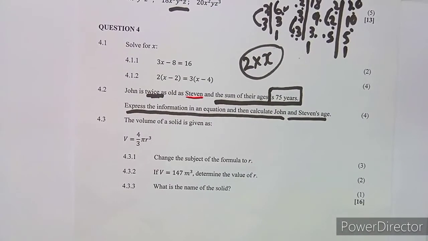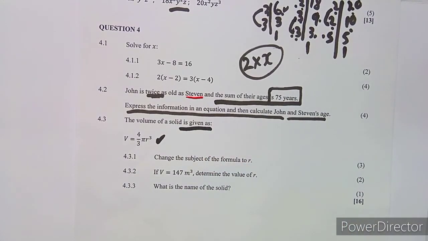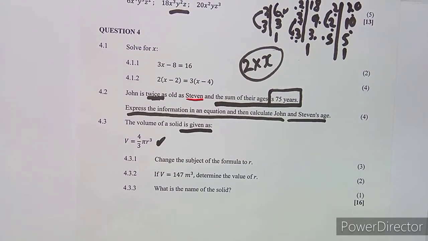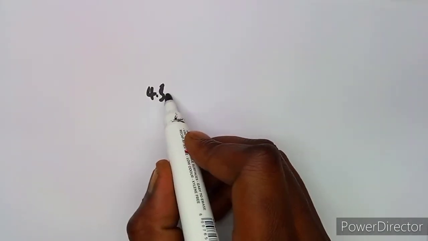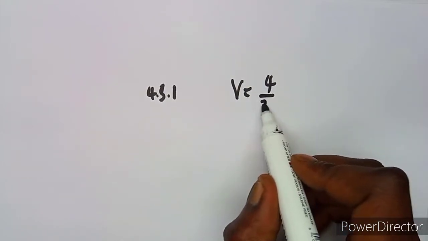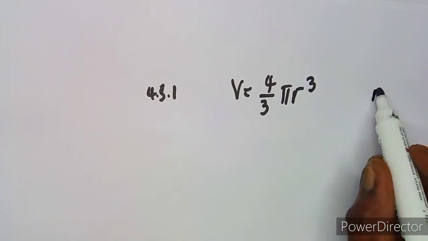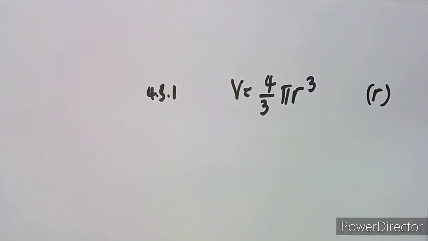Okay, we are given the volume of a solid. Which solid are we talking about here? That's a sphere. Change the subject of the formula to R. 4.31. V is equal to 4 over 3 pi R cubed, like this. So we have to change this subject to R. Okay, what can we do?